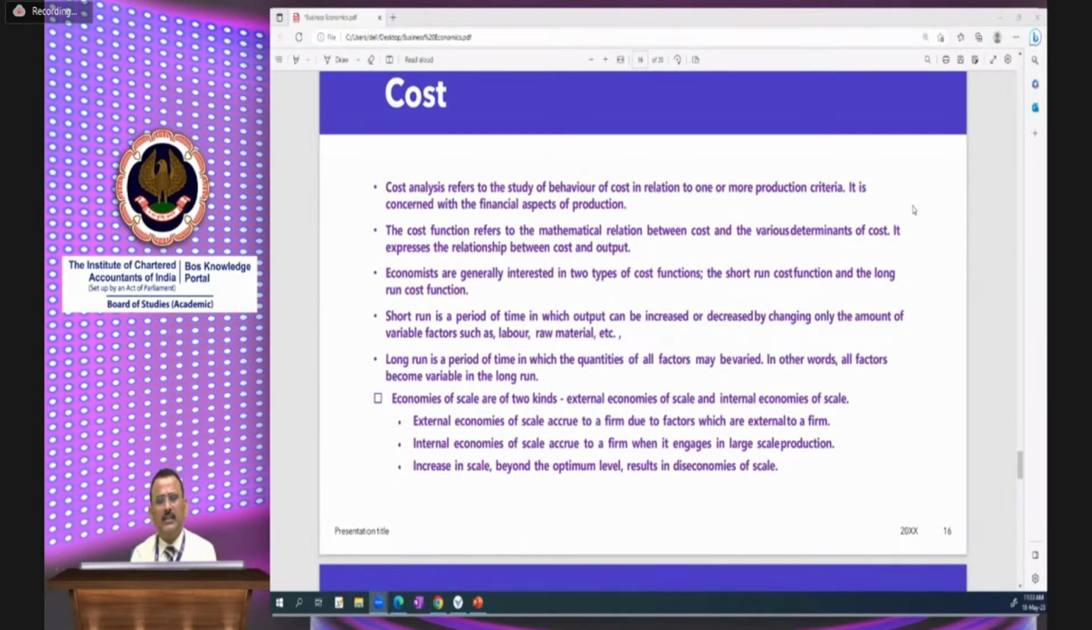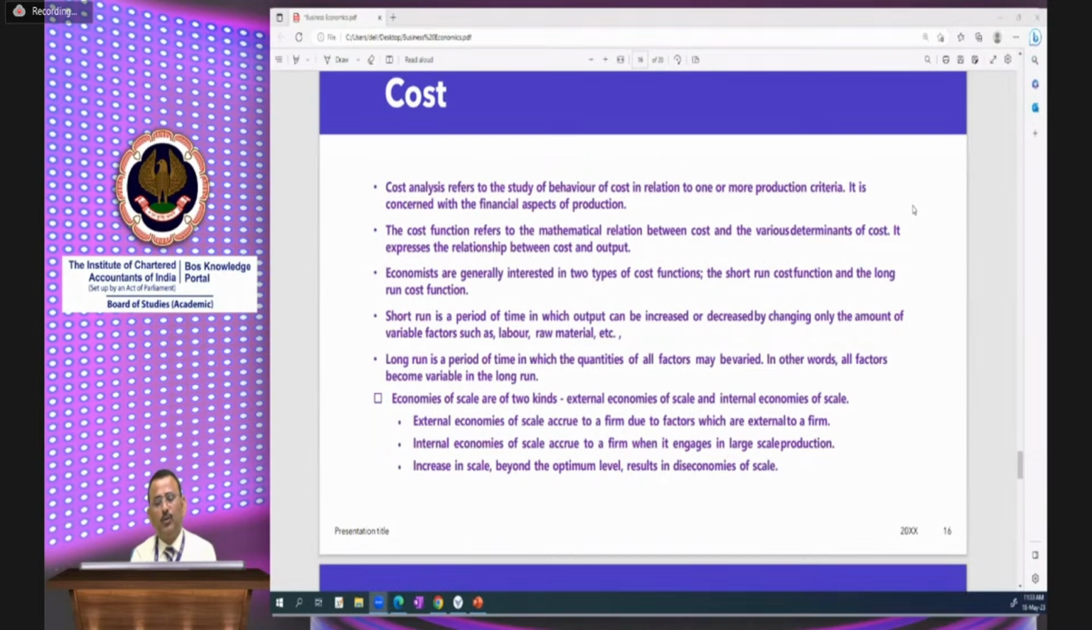Now, cost analysis refers to the study of the behavior of cost in relation to one or more production criteria. It is concerned with the financial aspect of production. When you are producing something, there must be some cost involved. So it is the mathematical relationship between cost and the various determinants. It expresses the relationship between cost and output.